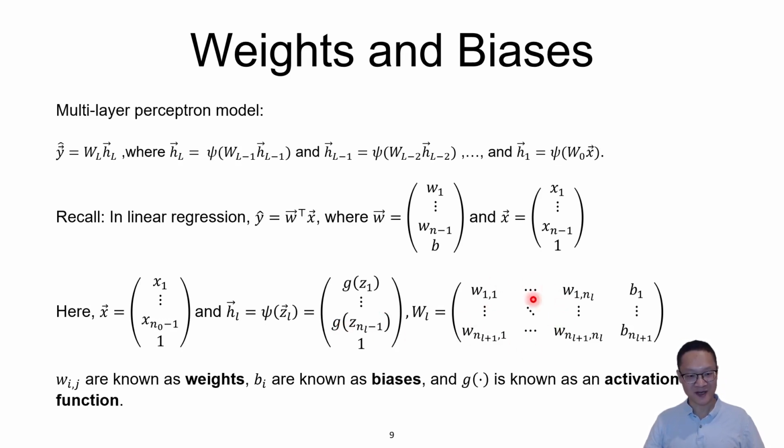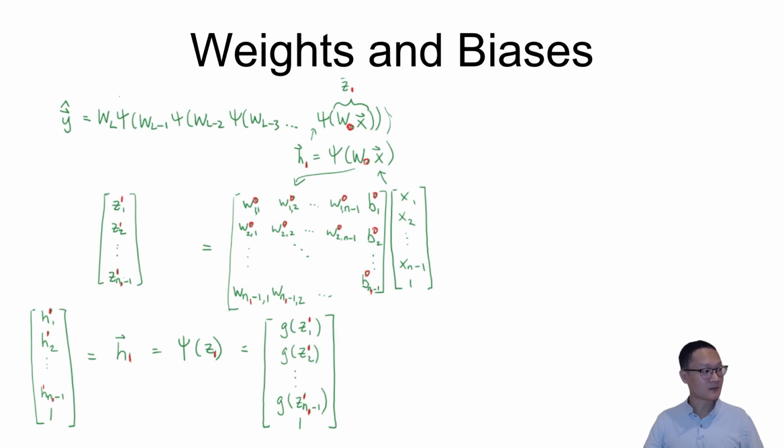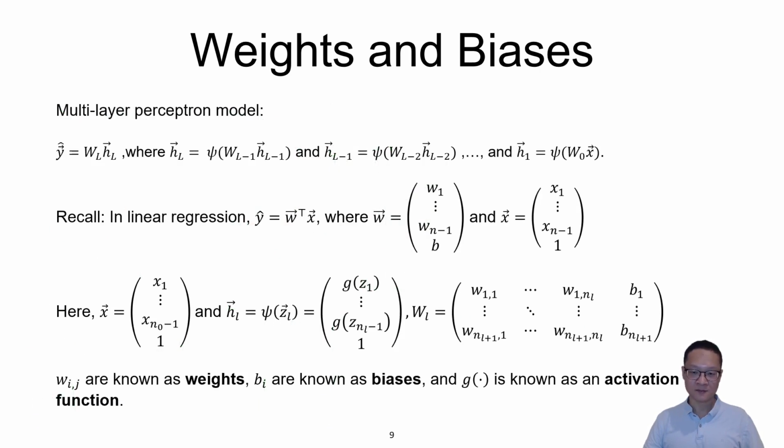So the W's are the weights. On the slides, I'm not showing all the indices just because it gets very cluttered, but you can see the indices in the written notes. Okay, and the B's are called the biases. G's are the activation functions. Okay, so let's move on.